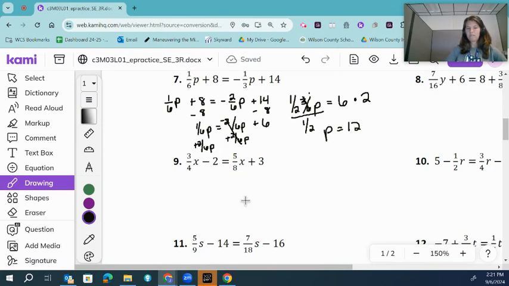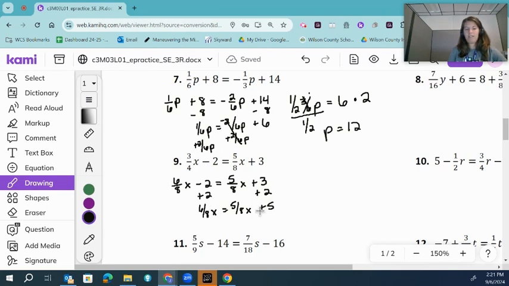This one, find common denominators. So 4 goes into 8 evenly, so 8 is going to be my common denominator. I'm going to get 6/8 x minus 2 equals 5/8 x plus 3. Then from here, I am going to combine my like terms. Add 2 on both sides, and I get 6/8 x equals 5/8 x plus 5.